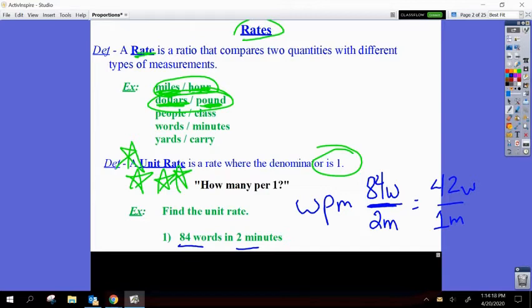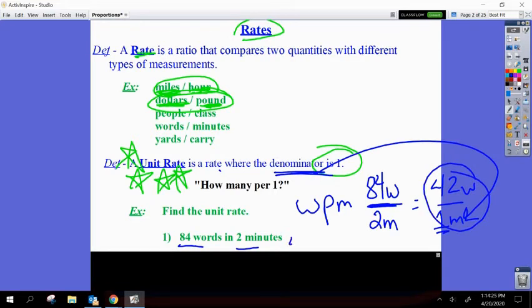That's called a unit rate. How many, where the denominator is now 1? How many words per 1 minute? So this would be 42 words per minute.